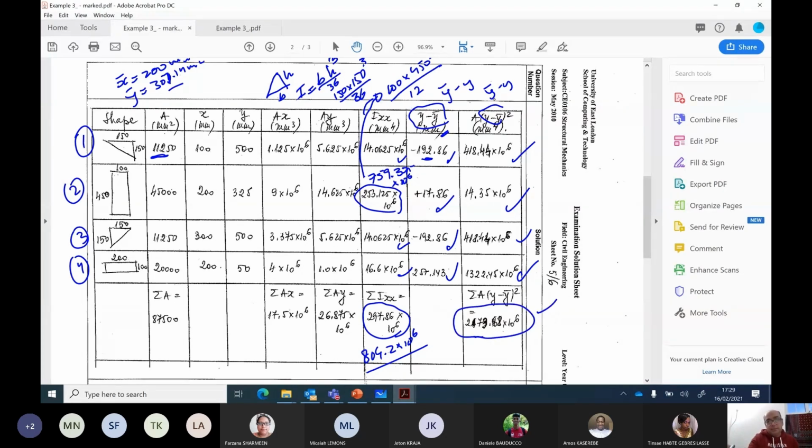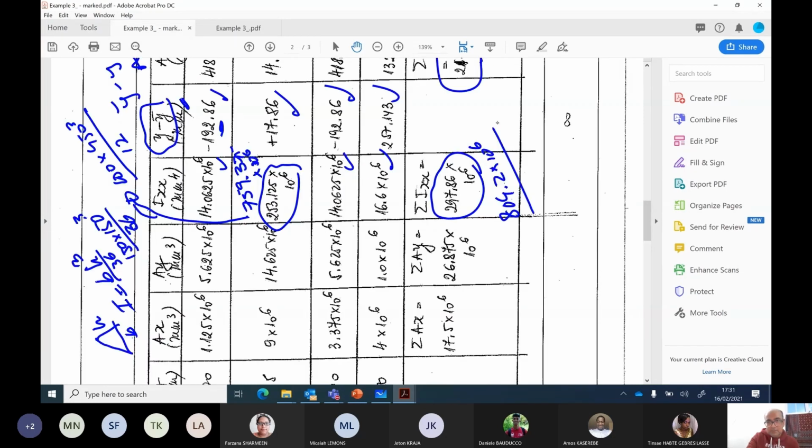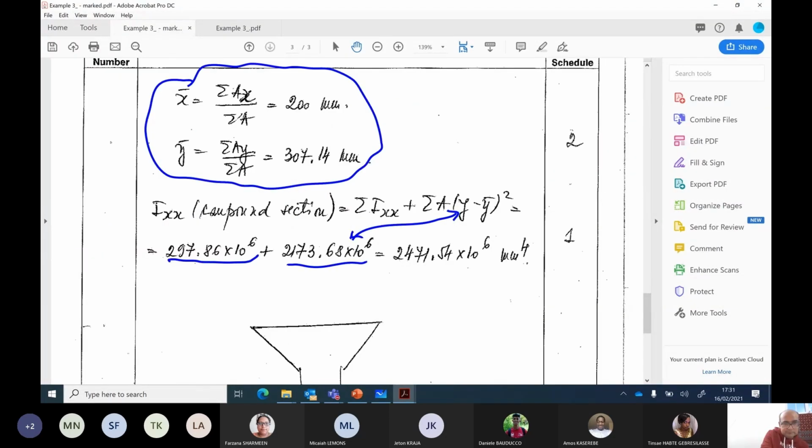So what we have done is that we have found Ixx and we found A times (y minus y bar) squared, and then we came up with these values. Now the main thing is for us to find the Ixx for the compound section, which is the summation of Ixx plus the summation of A into (y minus y bar, or y bar minus y) whole squared. Now this value was fine, which is related to here. The second value was wrong. So we have to write this 804.8. It's giving me 2977.8, so this is wrong.